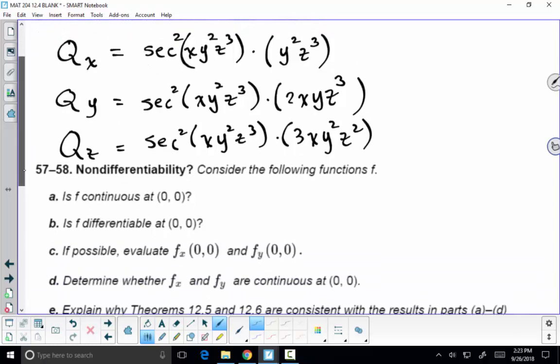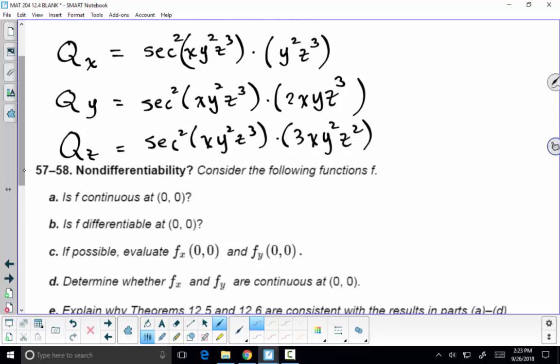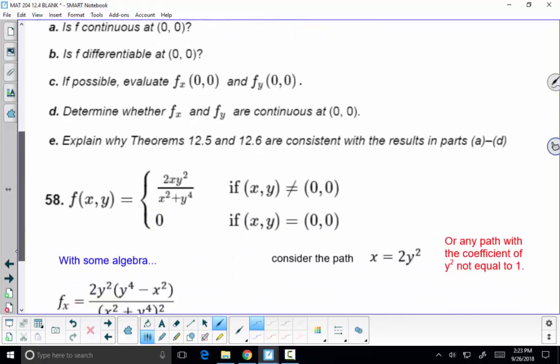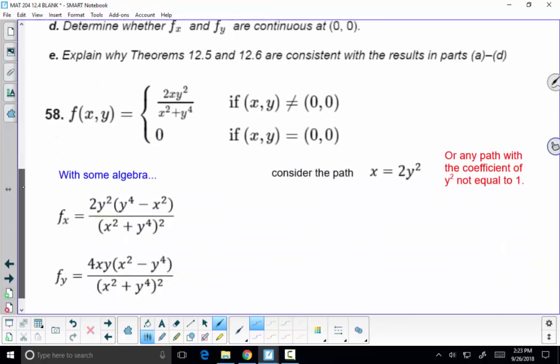Any questions on any of those partials? So, it doesn't matter how many letters there are. Just do what we normally would do. All right, let's do a hard one.